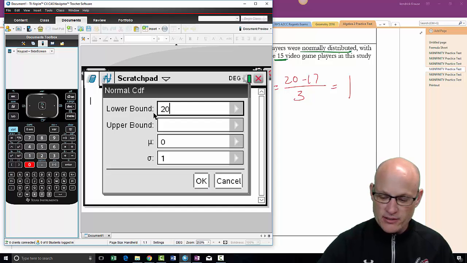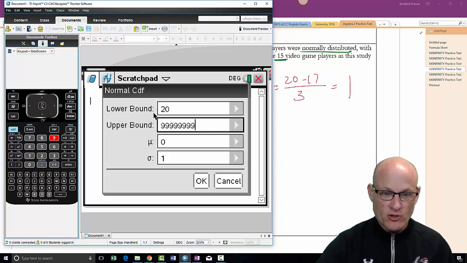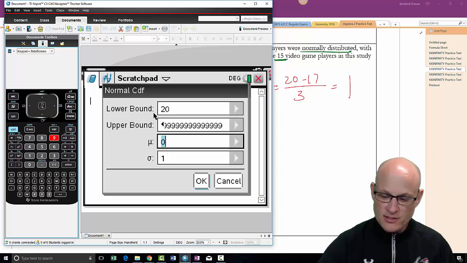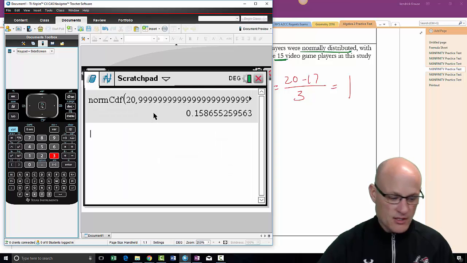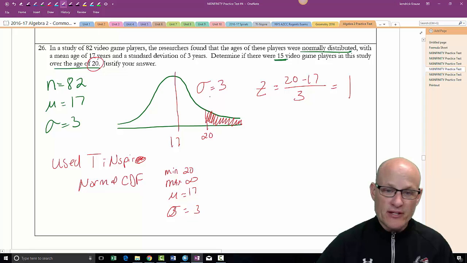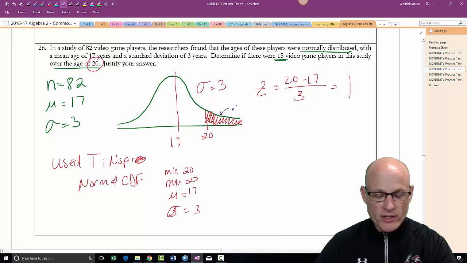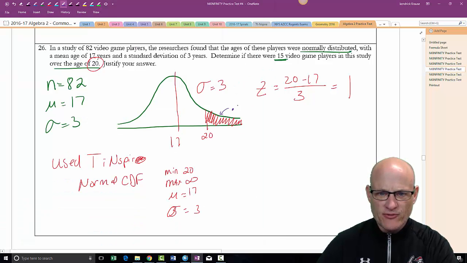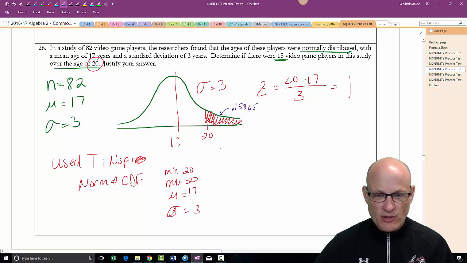This is going to be 20. Now, in order to get infinity, you just put a whole bunch of 9s in. 17, 3. The area of this, now this is the hard part most kids screw up, is 0.15865. Now if I was you, I would do this also.